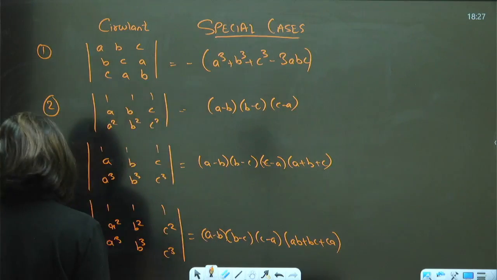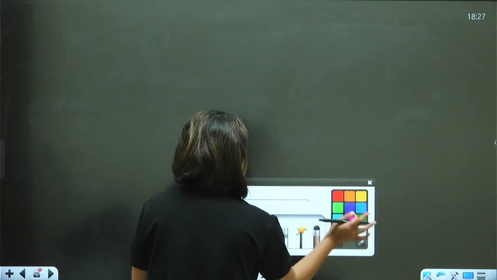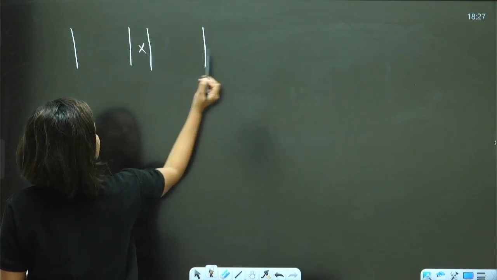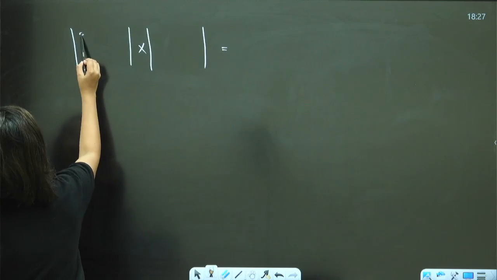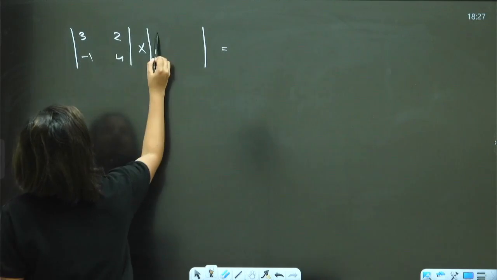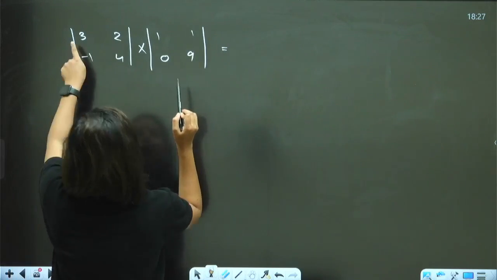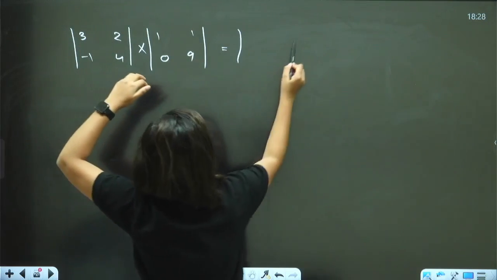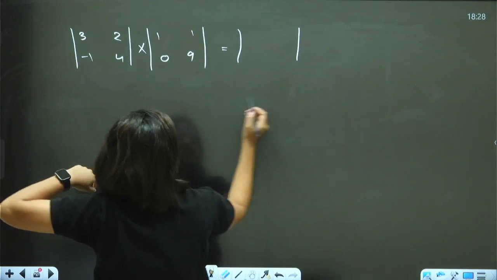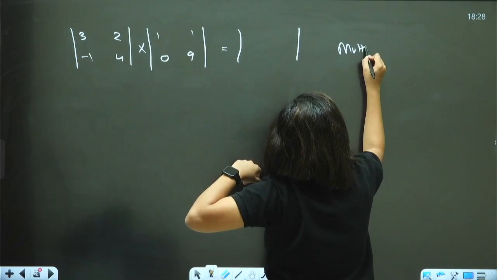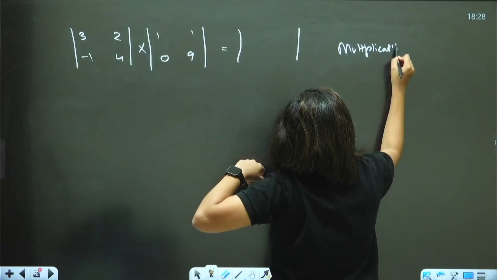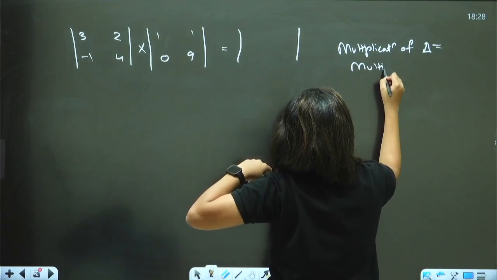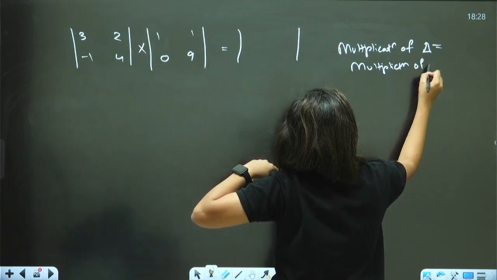Fine. Guys, the multiplication of any two determinants is the same as multiplication of matrices. Suppose you have 3, 2, minus 1, 4 and 1, 1, 0, 9. How do you multiply matrices? First row, first column, first row, second column. In a similar way you multiply any two determinants, right? So that's multiplication of determinant equal to multiplication of matrix.